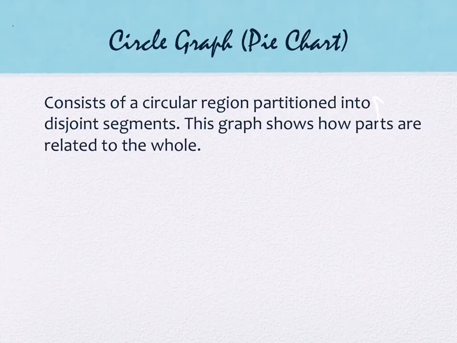Okay, the last one that we're going to look at today, I'm pretty proud of myself for remembering to bring the protractors. I'm going to say that right now. I usually get to this point and go, oh shoot, I left those back in my office, and I didn't today. So we're going to look at circle graphs, also known as pie charts. This consists of a circular region partitioned into disjoint segments. The graph shows how parts are related to a whole.